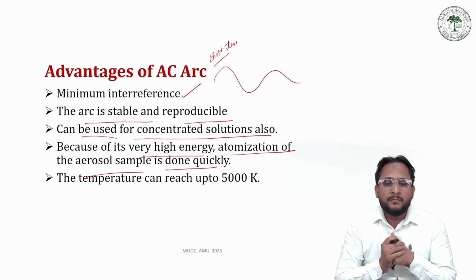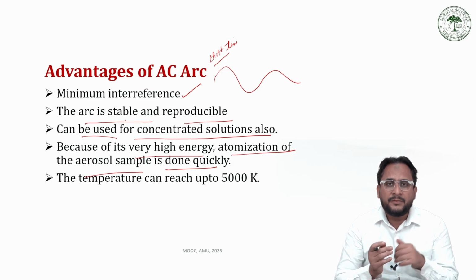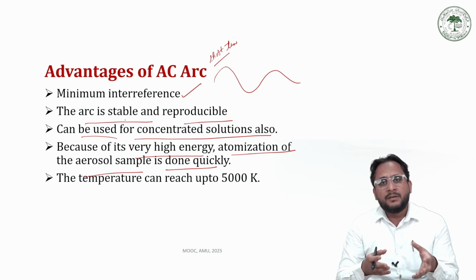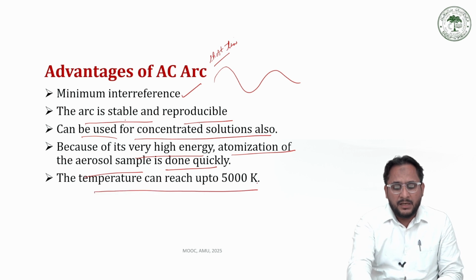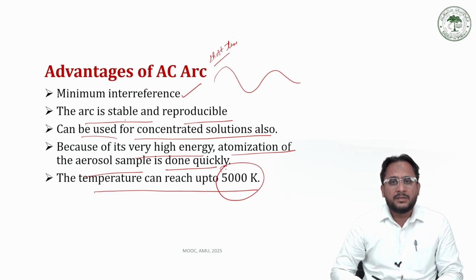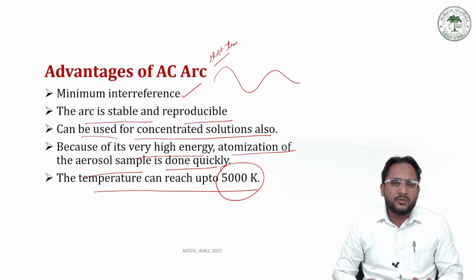into ionized form. And again, since we are giving excessive energy and using high voltage, the temperatures achieved can be as high as 5000 Kelvin, which is sufficient to excite and ionize most of the elements in the periodic table.